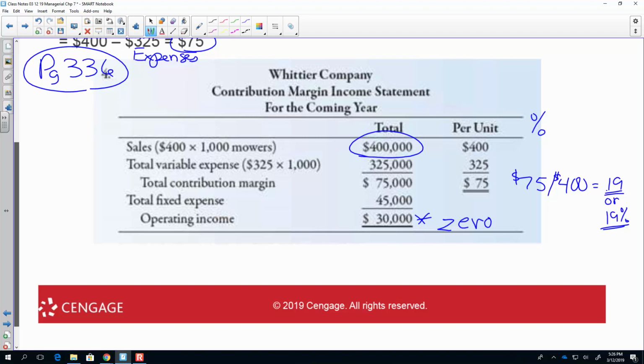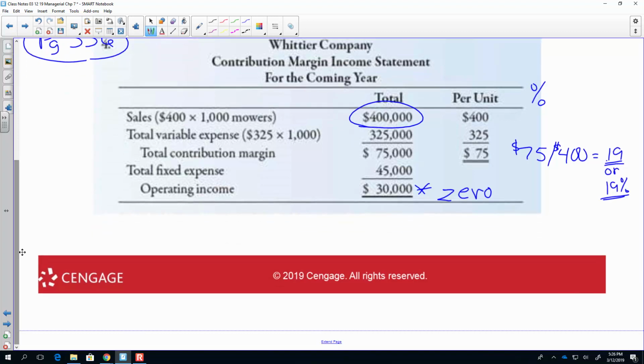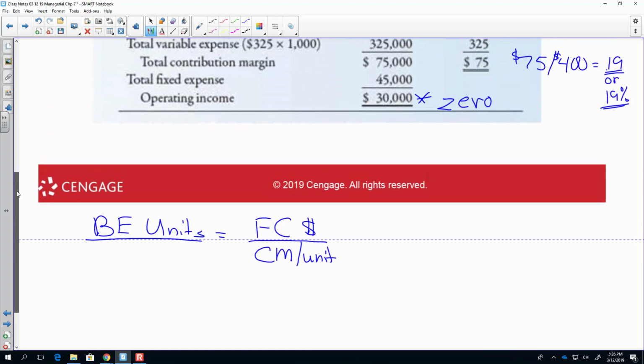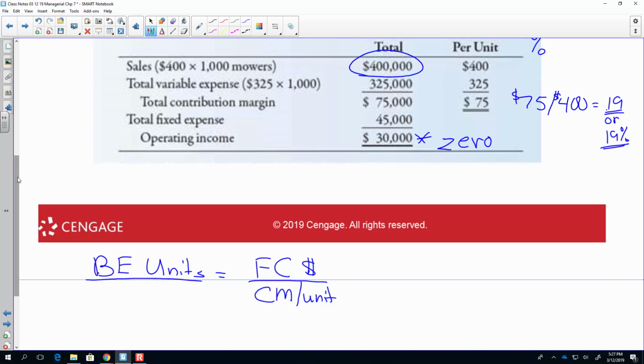Should we figure it out? What is the break-even? This is the first computation for this chapter: what is the break-even in units? Quite a bit of the exam is based on this. To compute that, we need FC in dollars over the contribution margin per unit. Does everybody know what FC means? Fixed cost, or expenses now. Remember in managerial, we're looking at all fixed costs, not just the production ones. Looking at our example, what do we have in total fixed expenses? 45,000.